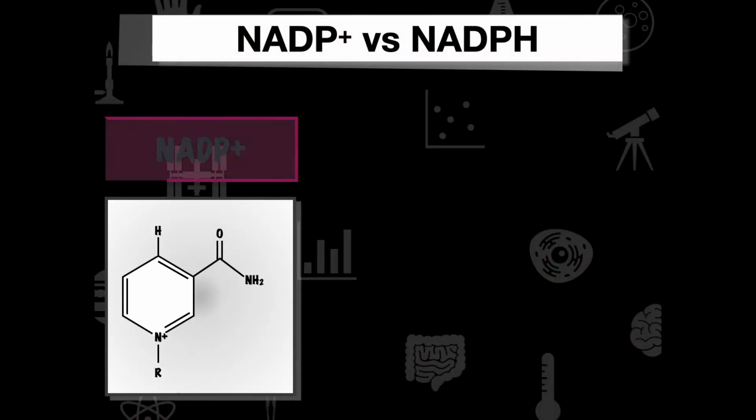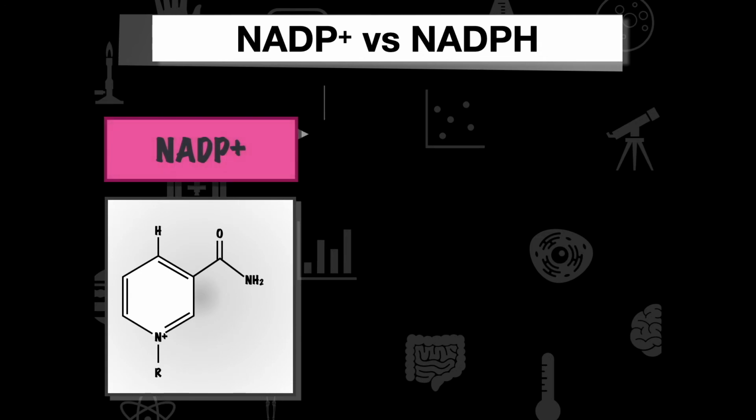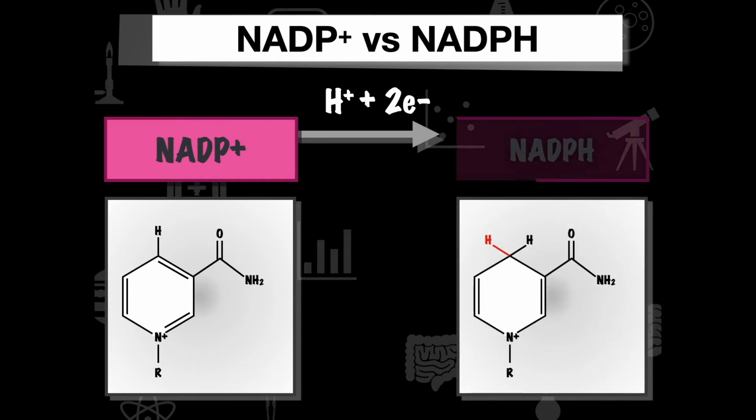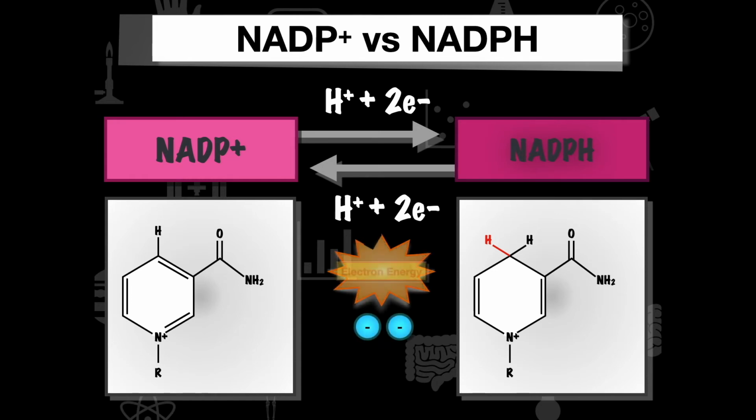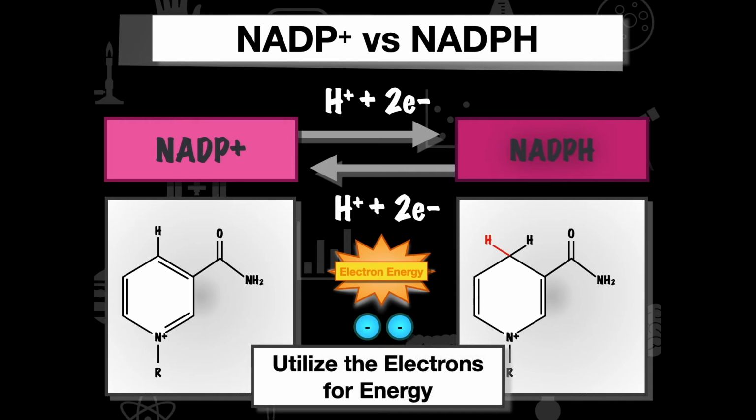Now, if we look at the key differences between NADP+ and NADPH, NADP+ is missing the hydrogen ion and it's missing 2 electrons. If I add in those hydrogen ions and those 2 electrons, I create NADPH. We can see the difference between the 2 of these here. If I take away that hydrogen ion and take away 2 electrons, I go back to NADP+. So we can see the chemical difference, and again, we're using those electrons. Instead of ATP where we break apart phosphates, we're utilizing these electrons for energy.